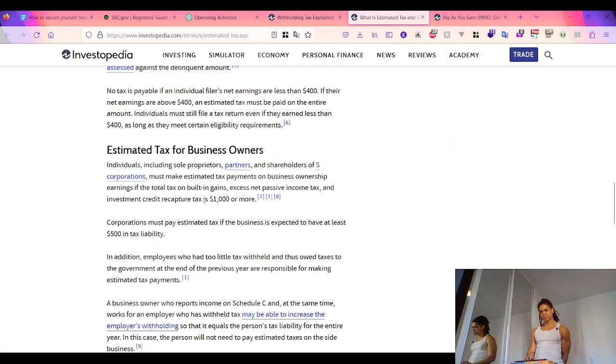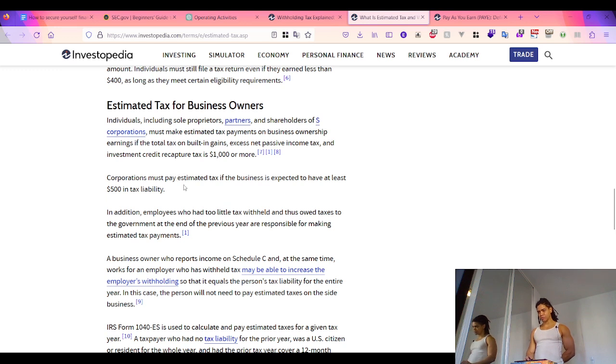Question is, estimated tax for business owners. Individuals, including sole proprietors, partners, and shareholders of S corporations, must make estimated tax payments on business ownership earnings if the total tax on built-in gain, excess net passive income tax, and investment credit recapture tax is $1,000 or more. A corporation must pay estimated tax if the business is expected to have at least $500 in tax liability.